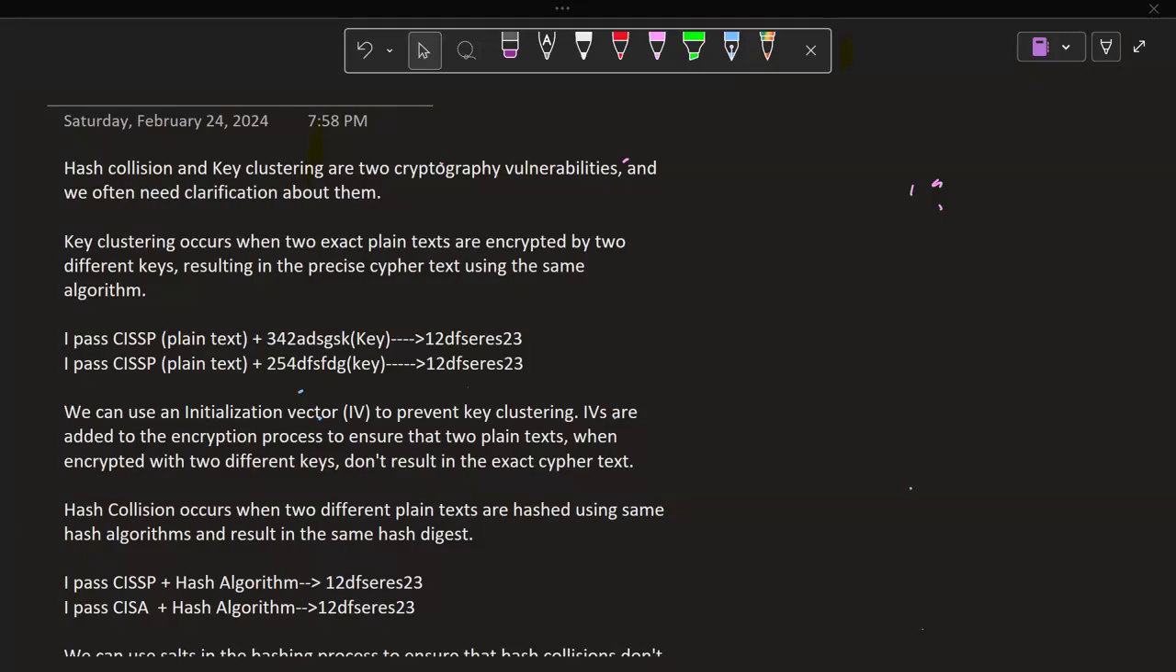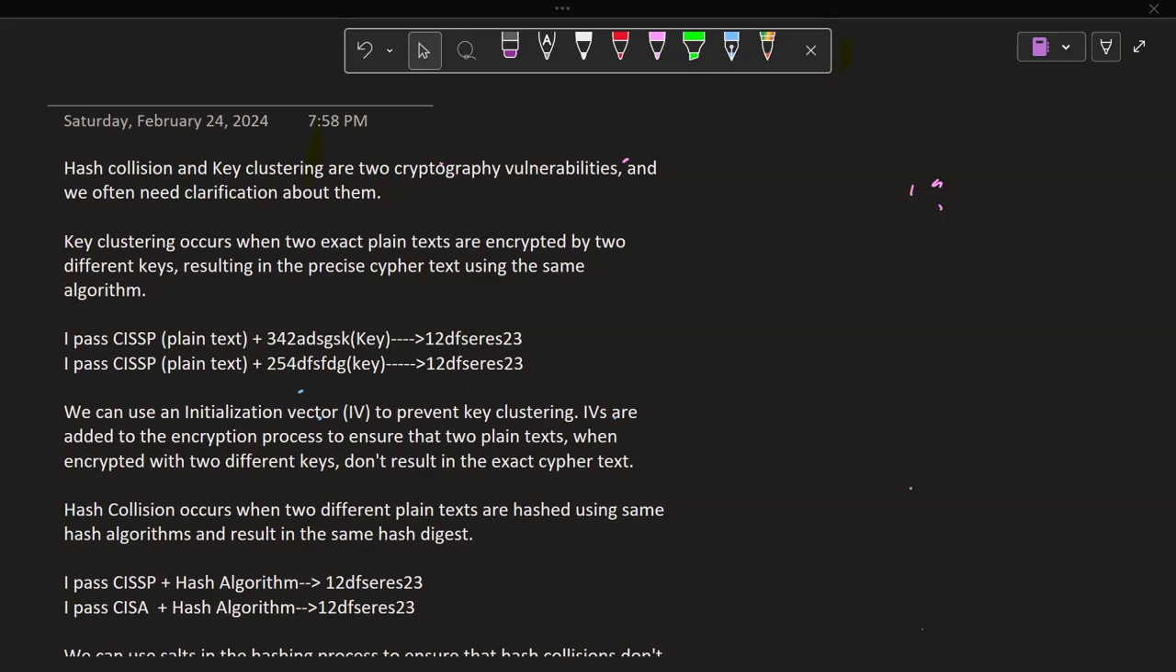Today I'm going to talk about a very important topic of cryptography, which is hash collision and key clustering. A lot of times people get confused between these two terms. This can help you in your CISSP, CCSP, CISA and CISM exams also. These two are considered vulnerabilities in the cryptographic process. Key clustering is a vulnerability related to your encryption process, and hash collision is a vulnerability related to the hashing process.